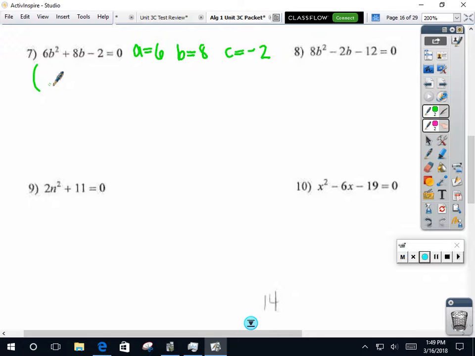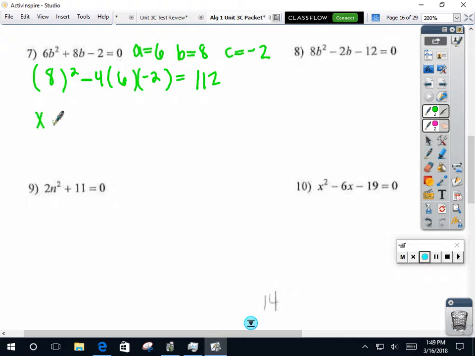So we'll do B squared minus 4AC. And that's 8 squared minus 4. Make sure you put a minus in the calculator right here and not a negative. Minus 4 times 6 times negative 2. And what does that become? 112. Okay, and since that's a number greater than 0, we're going to have 2 solutions.